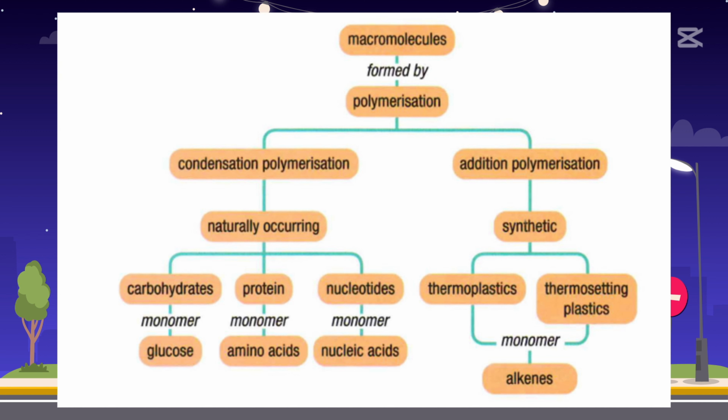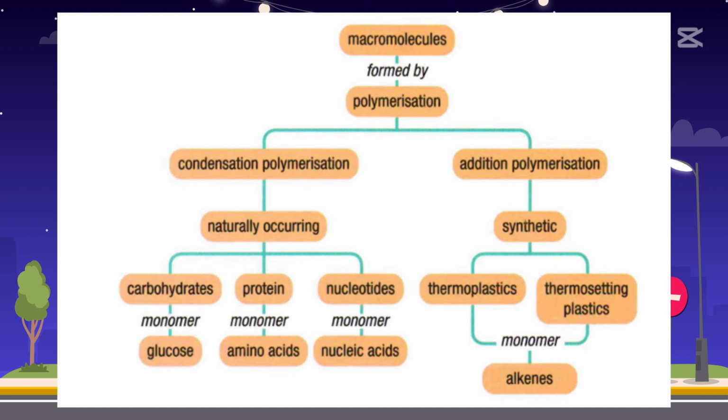Now, first thing is, when you think about the word macromolecules, macro usually means something large. And I know you've seen this word before in biology, right? Now, macromolecules, they're formed by polymerization reactions. And as I said earlier, we have two types of polymerization. We have condensation polymerization and addition polymerization.